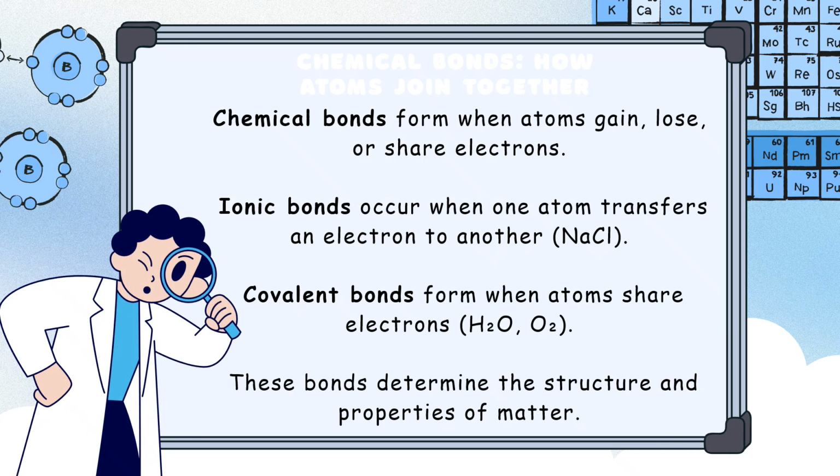And here we will talk about how the atoms actually join together. Atoms bond by gaining, losing, or sharing electrons. There are two main types of bonds. An ionic bond happens when one atom transfers an electron to another. For example, sodium and chlorine form table salt. And then we also have a covalent bond, which happens when atoms share electrons, like in water or oxygen gas. The type of bond determines a substance's structure and properties.